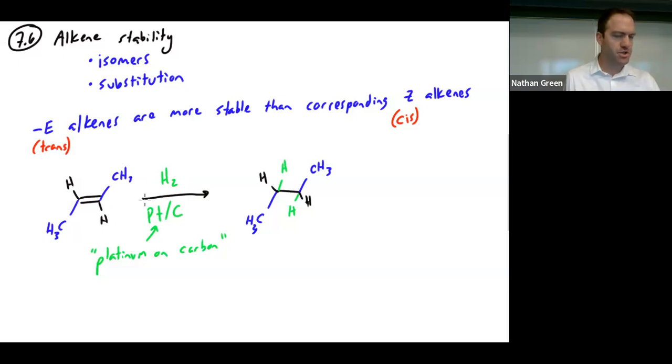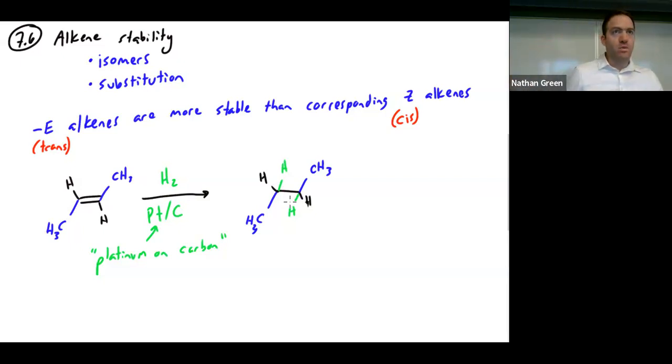Don't worry about this too much just yet, but what's going to happen is my double bond is going to go away and I'm going to turn this into butane. This is a really fancy looking butane, but all I've done is remove the double bond and added hydrogen to it. This reaction is called a hydrogenation reaction.